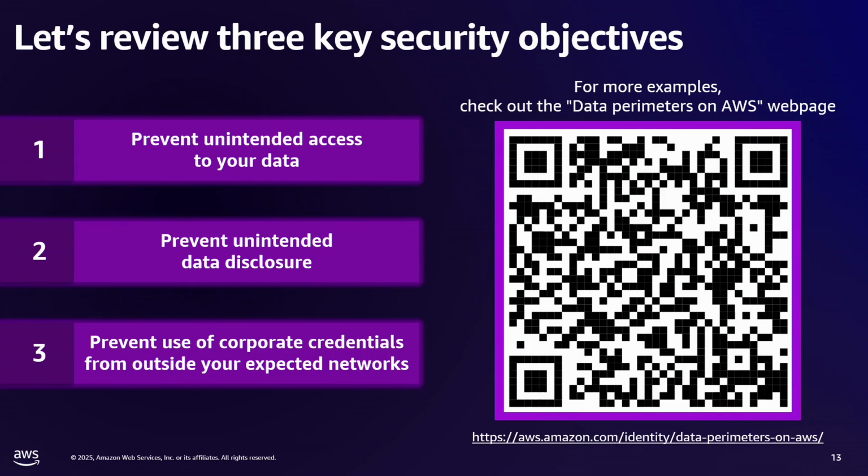Together, during this session, we are going to review 3 examples of data perimeter controls. You have more examples on the data perimeters on AWS web page. You have a QR code on the screen that is linking to this page. Please feel free to bookmark it. It's one of the key resources for this session. You will be able to find white papers, more examples of controls, GitHub repositories, tools, and customer success stories that will showcase how you can build and implement data perimeter controls.